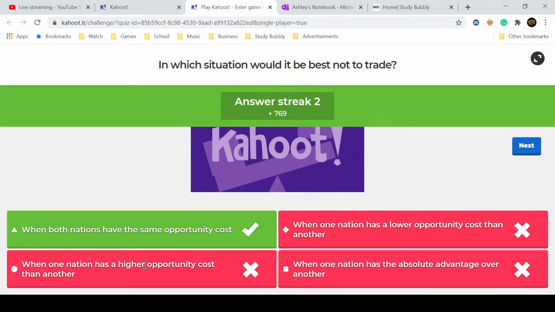Where was I? When there's the same opportunity cost, basically you're not giving up anything or having an advantage. It's literally just the same as producing it yourself.